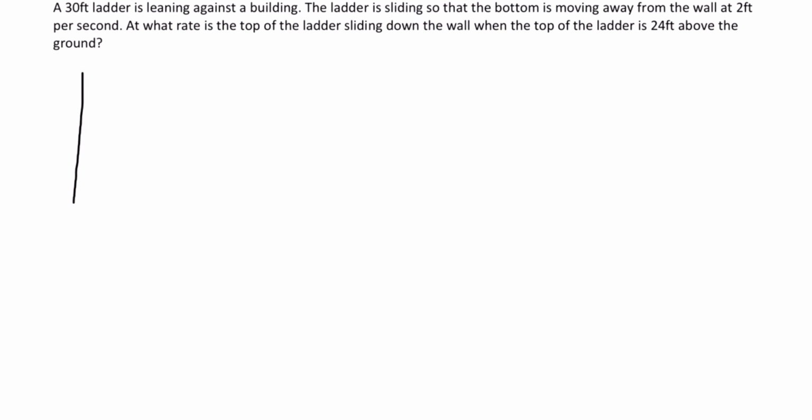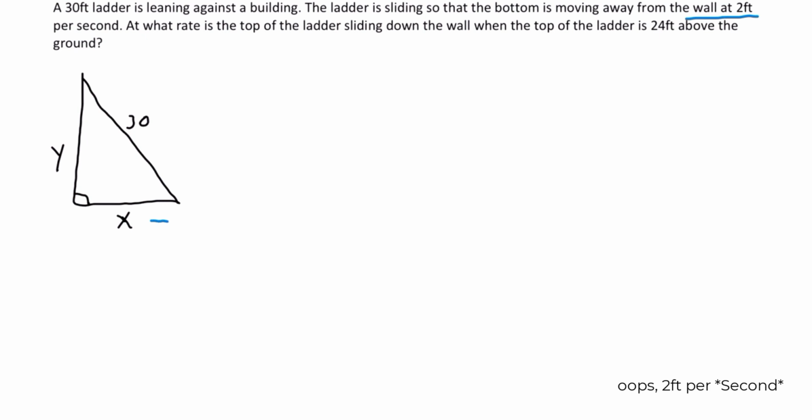Let's represent the wall as a vertical line, and then the ground, and then this ladder will be our diagonal. And we know that the ladder is 30 feet long. We can label the ground as X and the wall as Y. We know that it's sliding away from the wall at 2 feet per minute. And what we're interested in is at what rate the top of the ladder is sliding down the wall. So this is the part we're looking for.